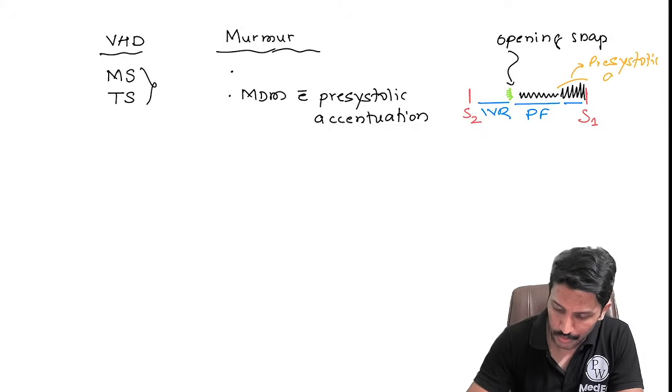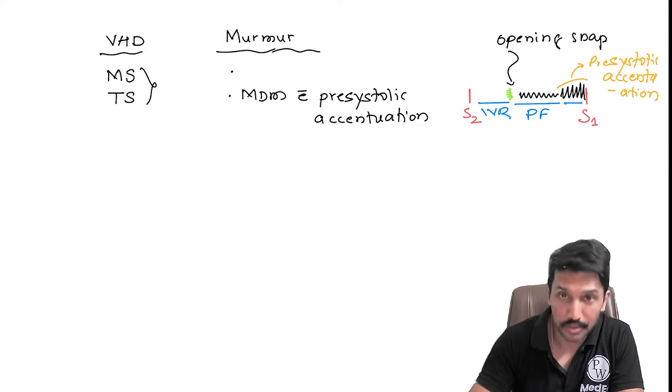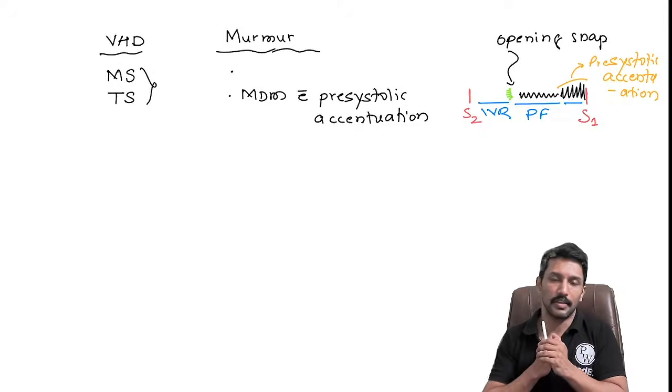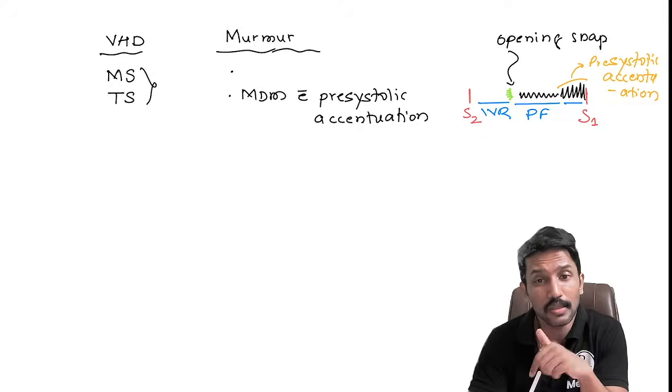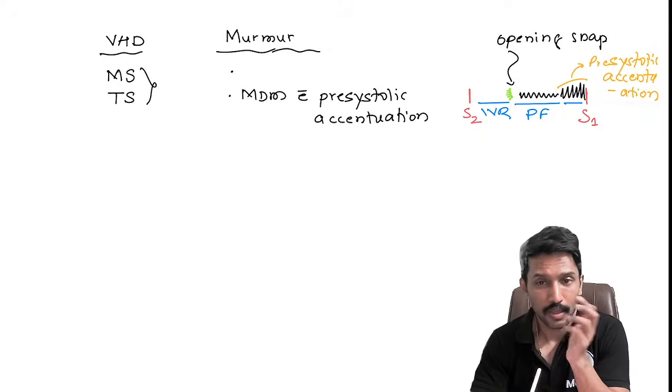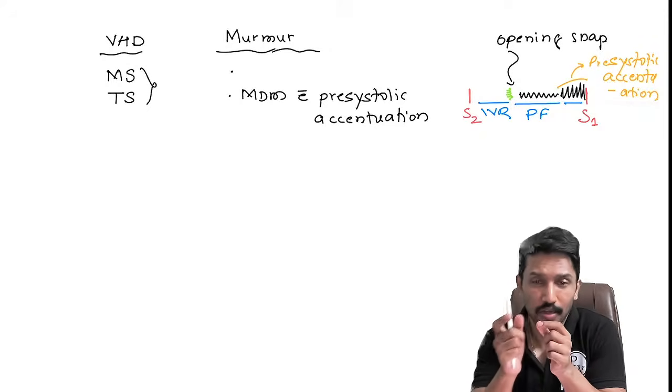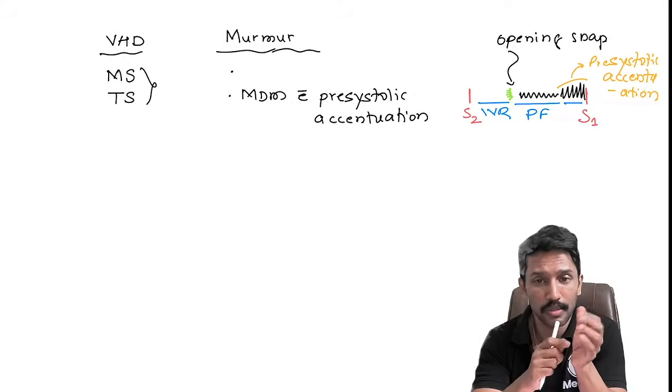Pre-systolic accentuation. Accentuation means increase in intensity. So in MS and TS, you will get the same murmur. What changes is where you hear it. In MS, the murmur will be heard in the mitral area, and in TS, the murmur will be heard in the tricuspid area.